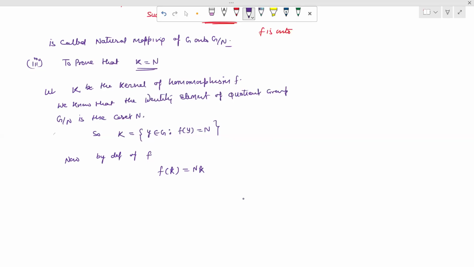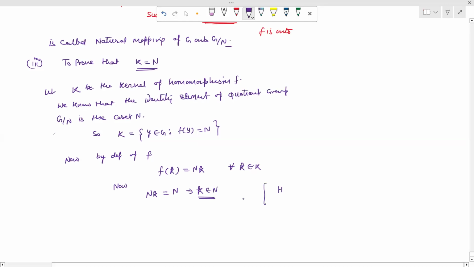So for every k which belongs to K, now we can say that Nk is equal to N, which implies that k belongs to N. So here for every k belongs to capital K, we have proved that k belongs to N. So how to prove that?